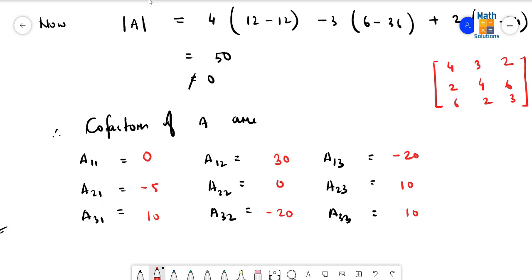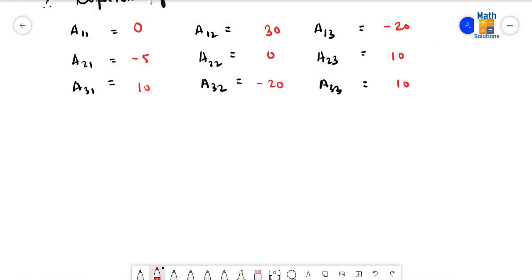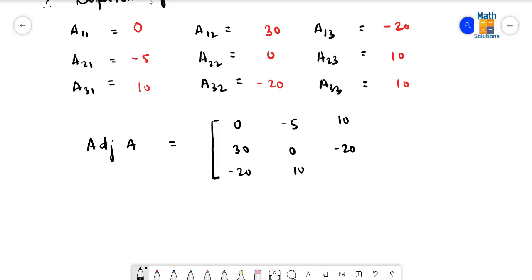Then directly we shall come to adjoint of A. So we shall be getting adjoint of A here. I am directly taking the transpose and writing the final result for adjoint of A. So 0, minus 5, 10, then after 30, 0, minus 20, and then after we get minus 20, 10, 10. After that what would I do?